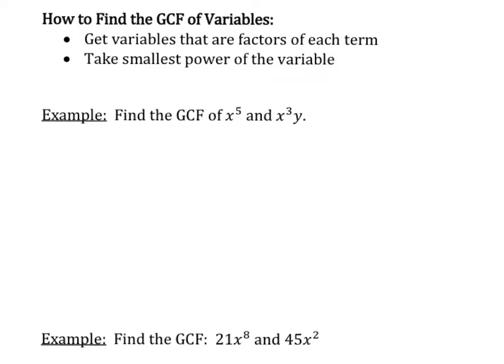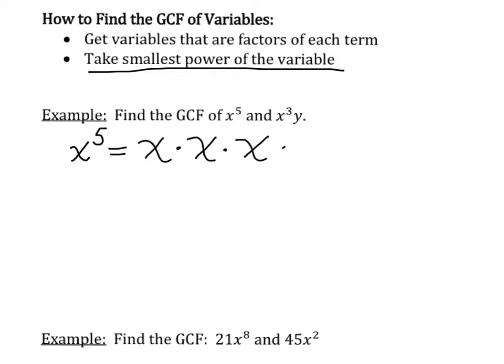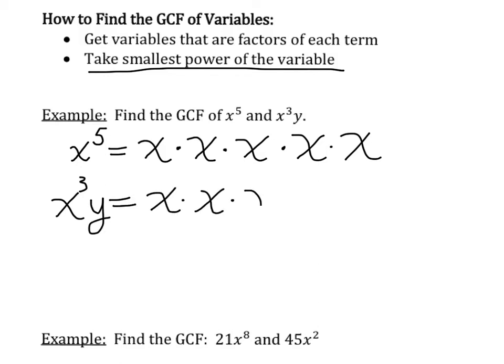I have x to the fifth and x cubed times y. You don't have to necessarily go through this process, but I want you to know why we take the smallest power of the variable. X to the fifth is x times x times x times x times x. X cubed times y is x times x times x times y. And so what we really do here is we see all of the factors that they have in common, or all of the factors of both of those polynomials, right?